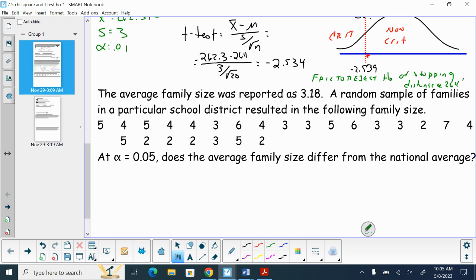Average family size was reported to be 3.18 people. A random sample of families in a particular school district results in the following sample sizes. Alpha value 0.05. Does the average size differ from the national average? The key word there is differ. So what are we going to be using for our symbols then, Anna? This is an equals and not equals. Equal to and not equal to.